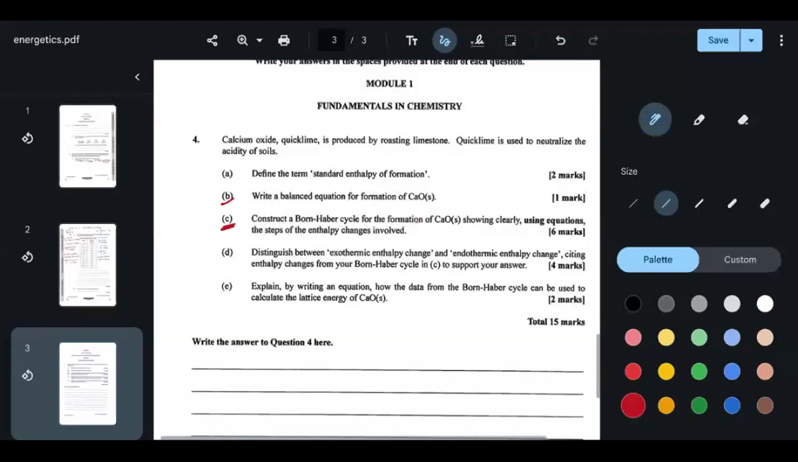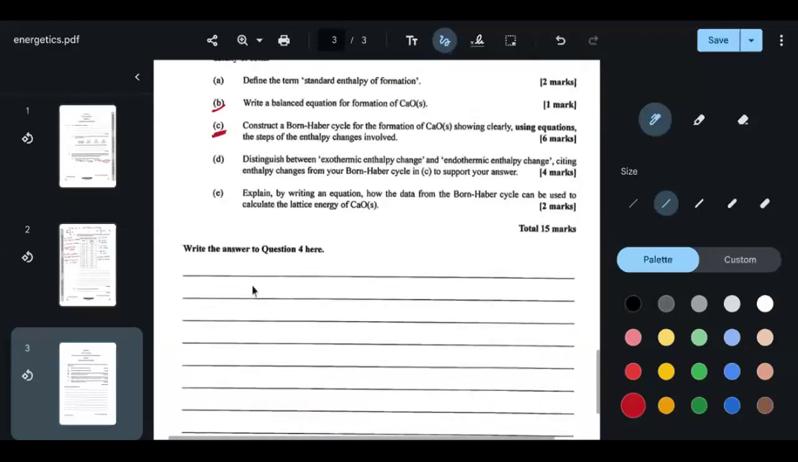Join of the Born Haber cycle. So the equation: we are forming calcium oxide from the elements in their standard state. So that would be calcium plus O2 to give calcium oxide. Clearly, we have two oxygen on this side and one oxygen on this side, but we are forming 1 mole of calcium oxide. So I'm going to put half in front. So that's the equation.